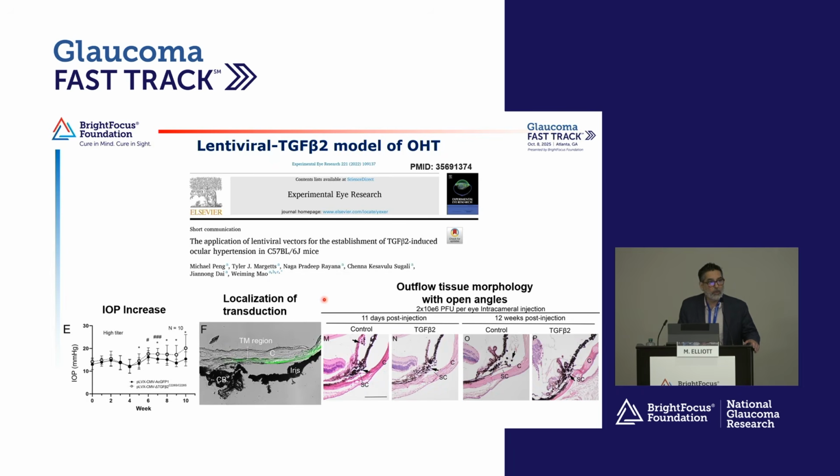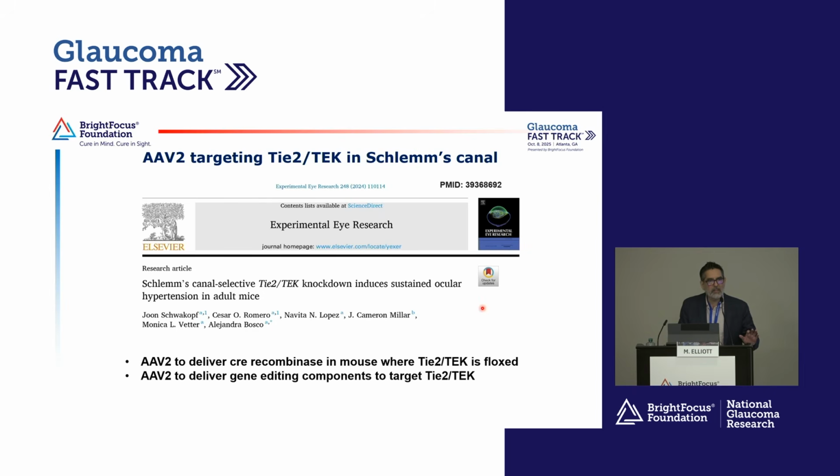So here's a study from Wei-Ming Mao's lab using a lentiviral TGF-beta 2 approach to sort of circumvent some of the inflammatory issues with AD5. And what they demonstrate in this study is an IOP increase when they deliver lentiviral TGF-beta. They show the localization of transduction, as well as showing that the angle tissue is open. So this looks like at least a promising model to deliver transgenes.